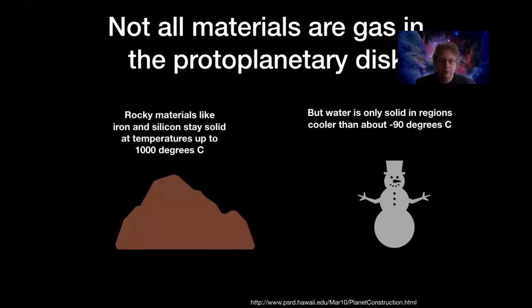So, for example, in the sun, everything, including iron, silicon, these are all hot enough that they're above their boiling temperature. So instead of having iron that is a solid or silicon that is a solid, like rocks on the Earth, we have vaporized materials like that. But in the protoplanetary disk, that's no longer true. Very close to the star in the protoplanetary disk, it's still cool enough that rocky materials like iron and silicon can stay solid at temperatures even up to more than 1,000 degrees Celsius. But water is only solid in regions cooler than about negative 90 degrees Celsius.